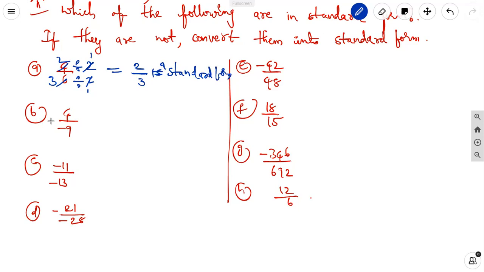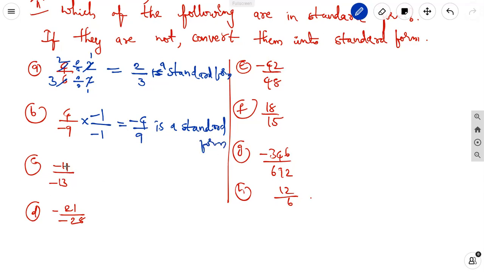Here, second one, B, 4 by 9. 9 is an odd number, 4 is an even number. So if one is odd and one is even, there is no common factor. And here the denominator has a negative sign. Immediately we should multiply the numerator and denominator by -1. So 4 times -1 is -4, minus into minus is plus, 9 times 1 is 9. It is a standard form.